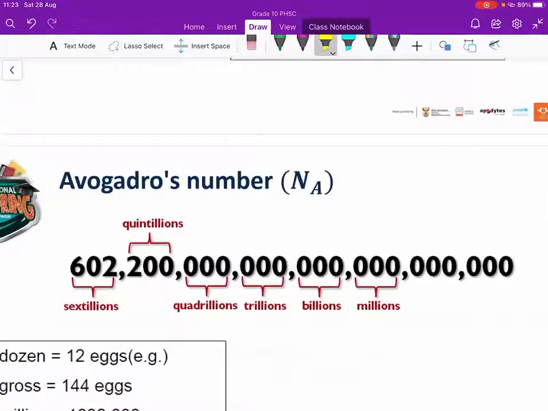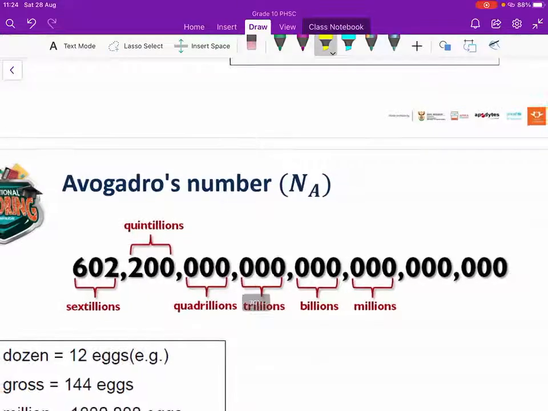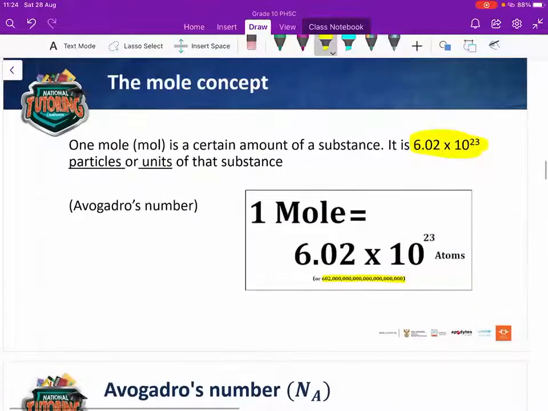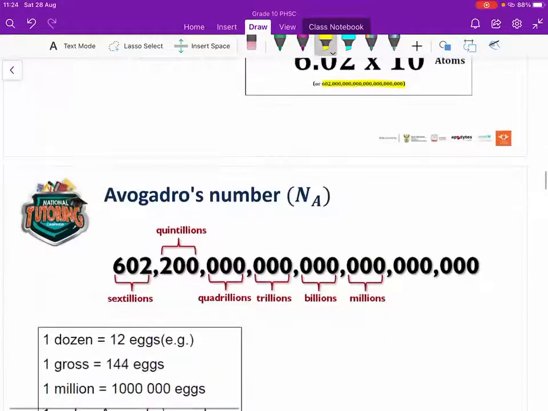602 sextillions, 200 quintillions, quadrillions, trillions, billions, millions. So it's a very, very big number. It's hard to understand that. But it's the same concept as a dozen. If we're talking about a dozen, we need 12. But if we're talking about a mole, then we mean 6,02 times 10 to the power of 23. And we rather say 6,02 times 10 to the power of 23. It's just easier than saying 602 sextillions, quintillions, quadrillions, trillions, billions, millions. You can see that will take a bit too much time.